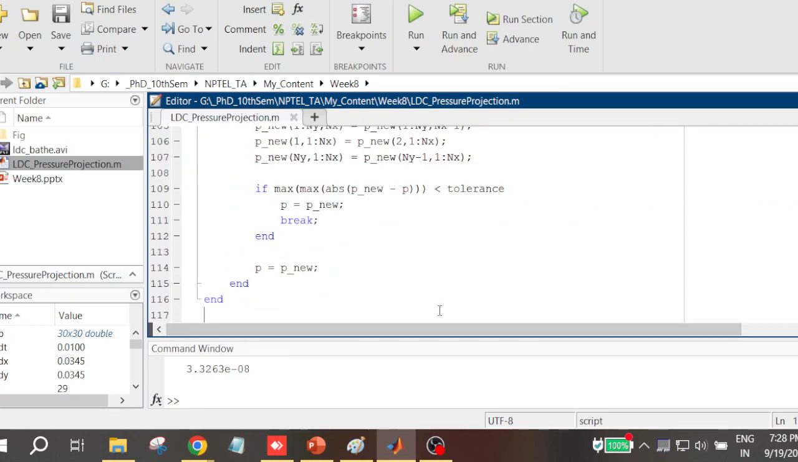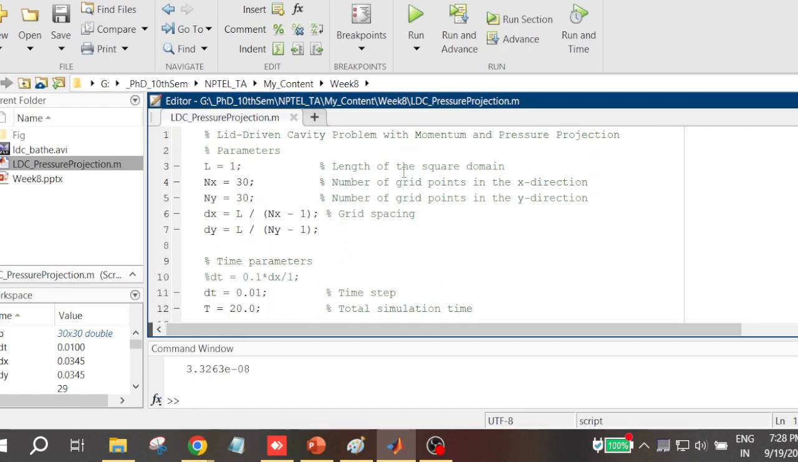I think this should be enough. I have run it with a very coarse grid now, just to show you the result, a 30 cross 30 grid. You can take maybe 100 cross 100, and you'll get much more accurate results. So that's it for today's class.